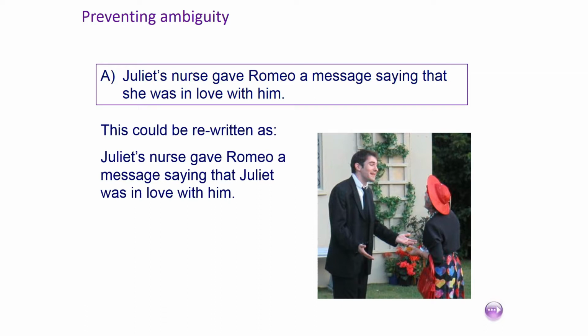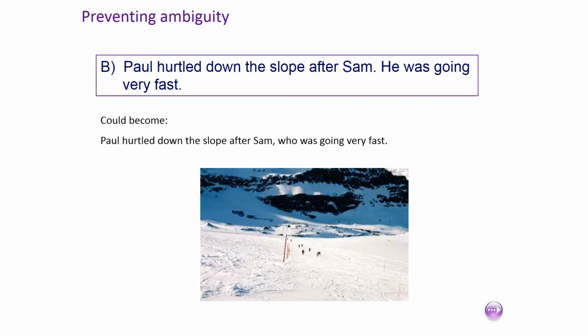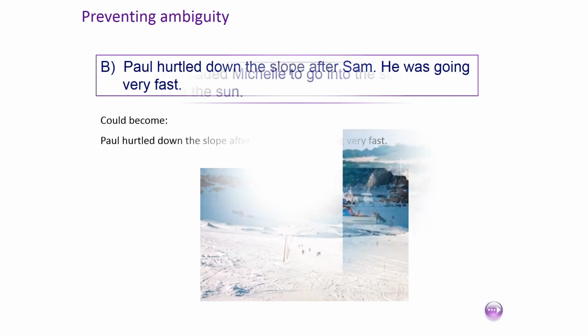This could be rewritten as Juliet's nurse gave Romeo a message saying that Juliet was in love with him. So in this case, we'd have to identify who the subject is and just put the name in. B. Paul hurtled down the slope after Sam. He was going very fast. This could become Paul hurtled down the slope after Sam, who was going very fast. So we put in a relative pronoun there, which would be linked to Sam.